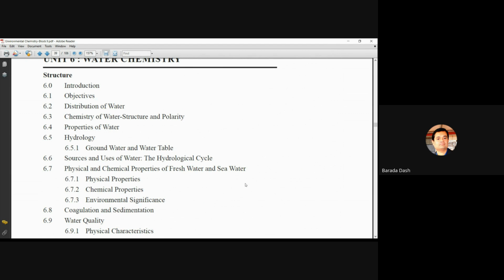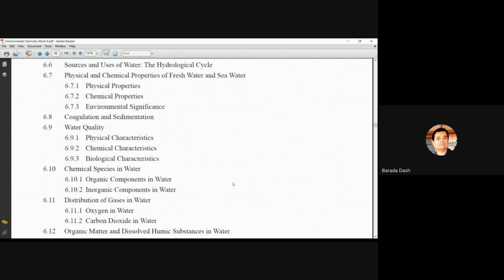Water chemistry. In this water chemistry we have distribution of water, chemistry of water, structure and polarity, properties of water, hydrology, physical and chemical properties of fresh water and sea water, and their environmental significance.